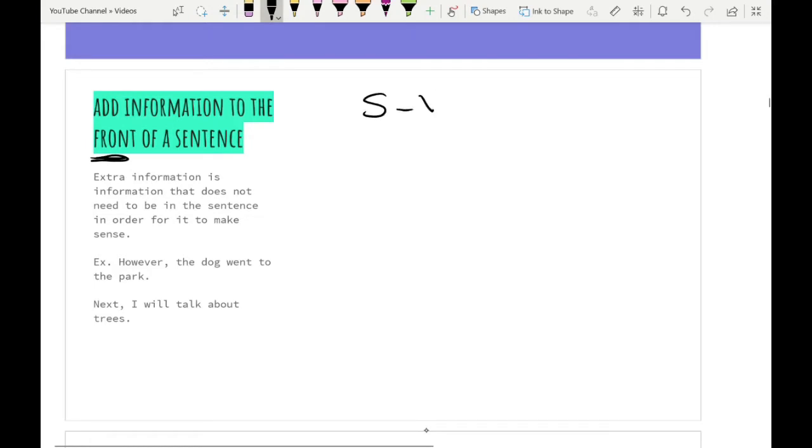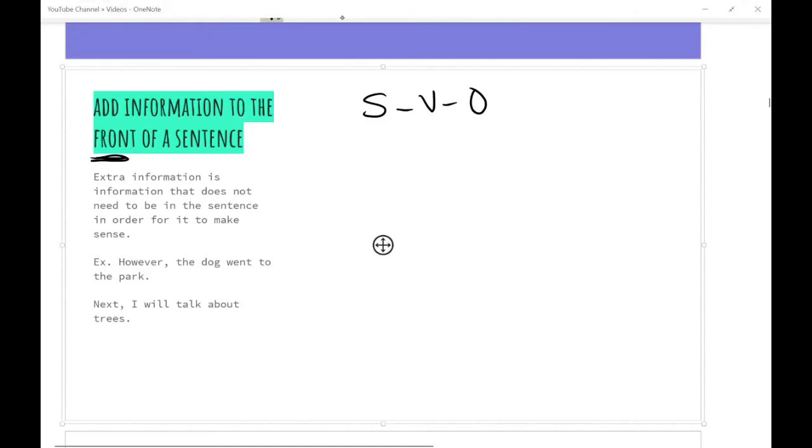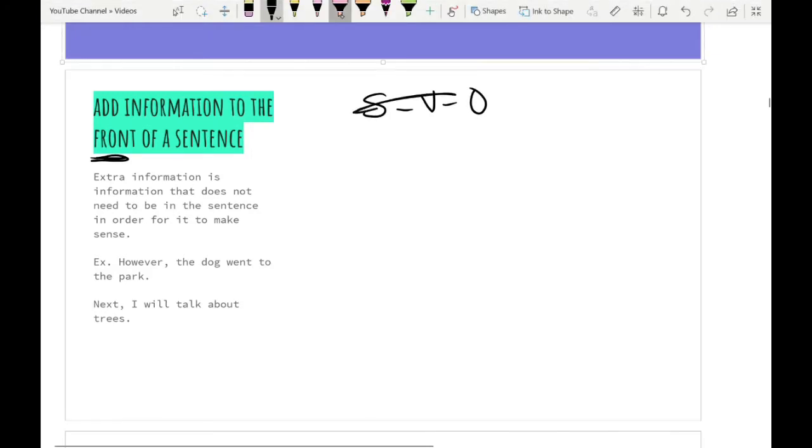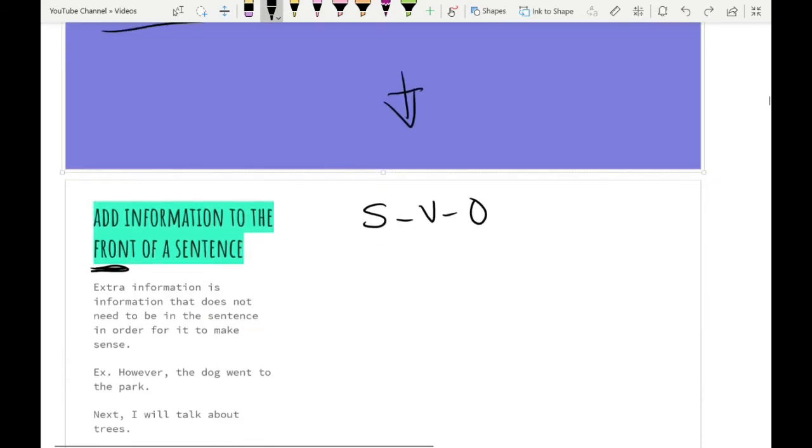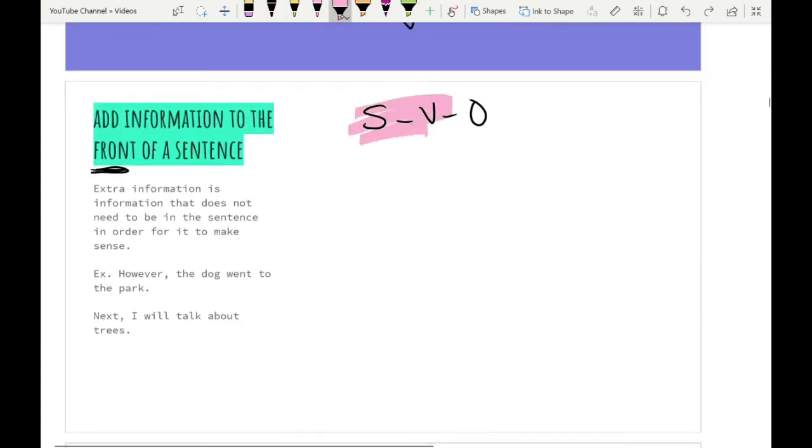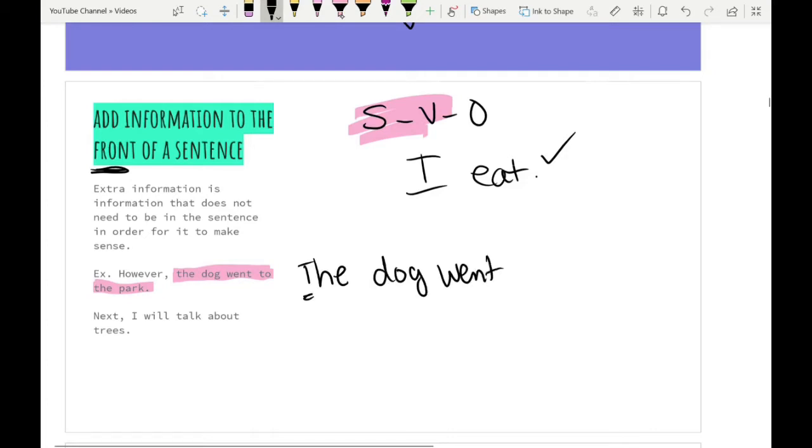Now, if we remember our sentence is subject, verb, object, I'm really focusing here just on the subject and the verb, right? I eat. Totally fine sentence right there. So it's extra information that doesn't need to be in that sentence to make it make sense. So if we take a look at the first one right here, the dog went to the park. That is a sentence. If I were to create that into a sentence, all I would do is make a capital right there, the dog went to the park.